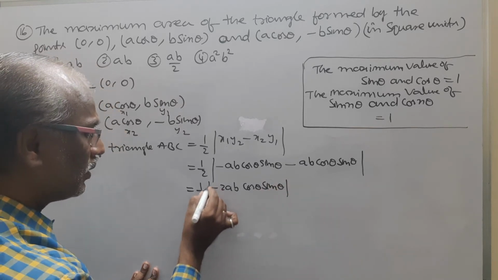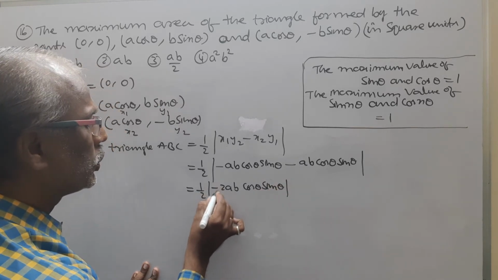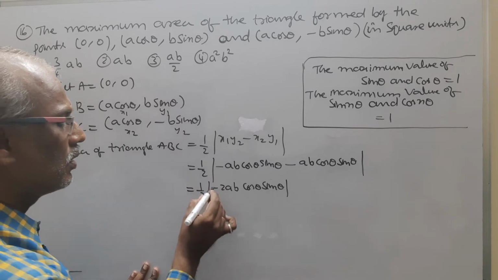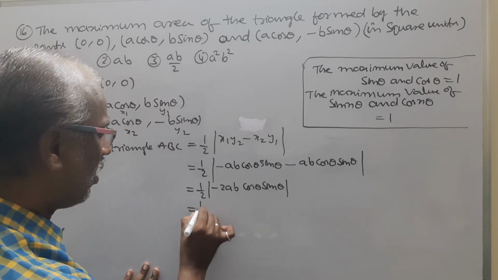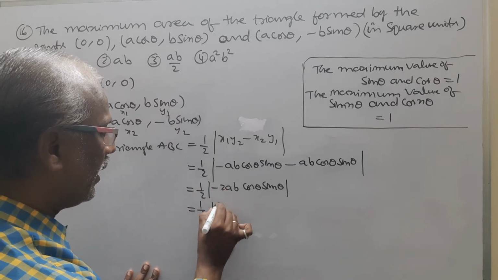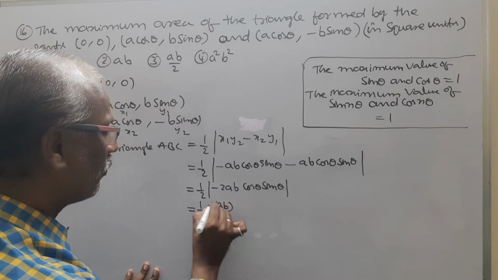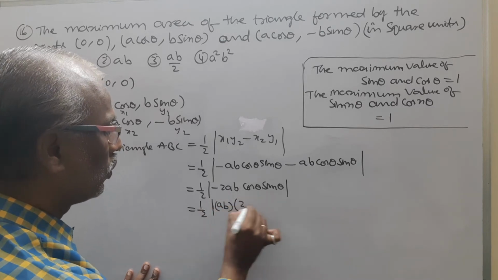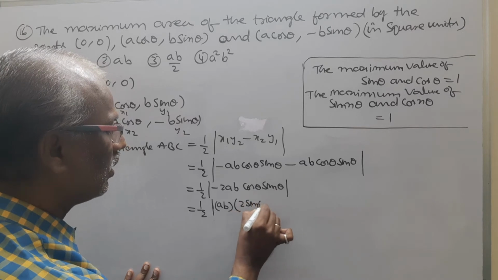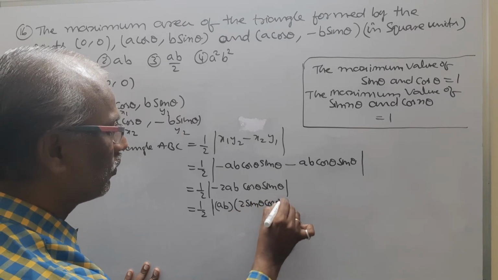Here in the mod, minus becomes positive, giving 2ab. Here one formula is there: 2 sin theta cos theta in multiple angles. One formula is there.